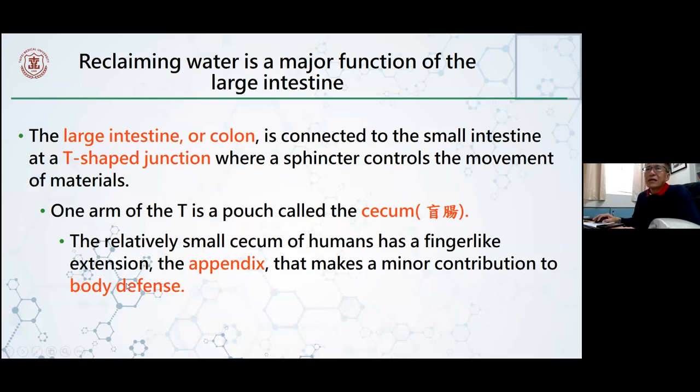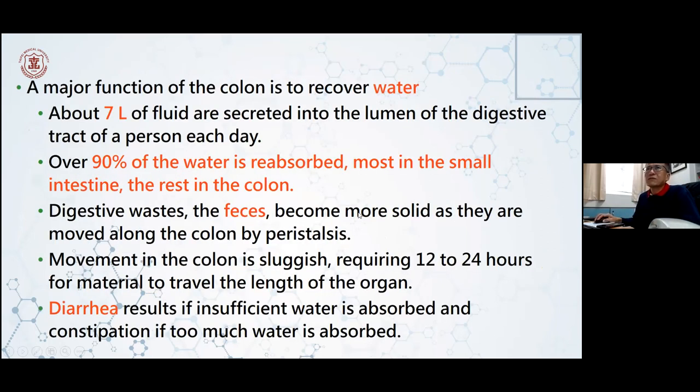There is a finger-like extension called the appendix. The function of the appendix is not so clear, but it is well known that there are many macrophages or immune cells that stay in the appendix. So they predict the appendix may make a minor contribution to the body defense. Okay, so the appendix is an organ, but the function is not so important. But there are papers reporting that there are some immune cells stored in the appendix, so it makes a minor contribution to the body defense.